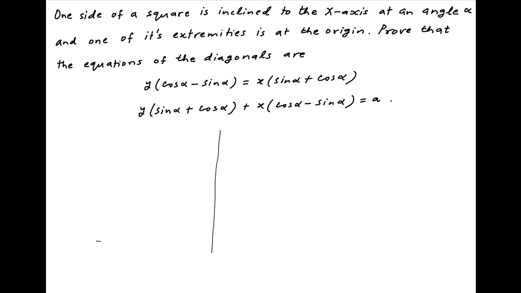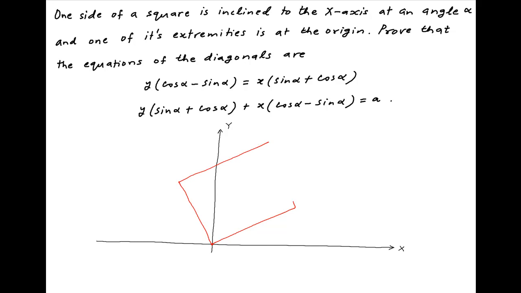Let's plot the given information on the Cartesian plane. We are given a square, one side of which is inclined to the x-axis and passes through the origin. Using this side as the base, we complete the square. And let's denote the four vertices of the square by A, B, C, and D respectively. And let's assume that A is the origin.